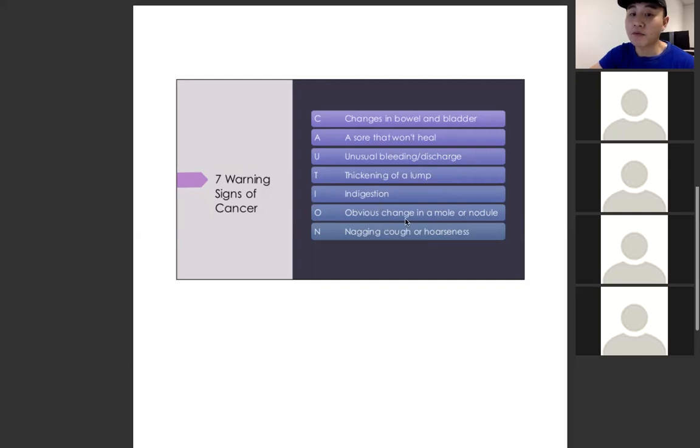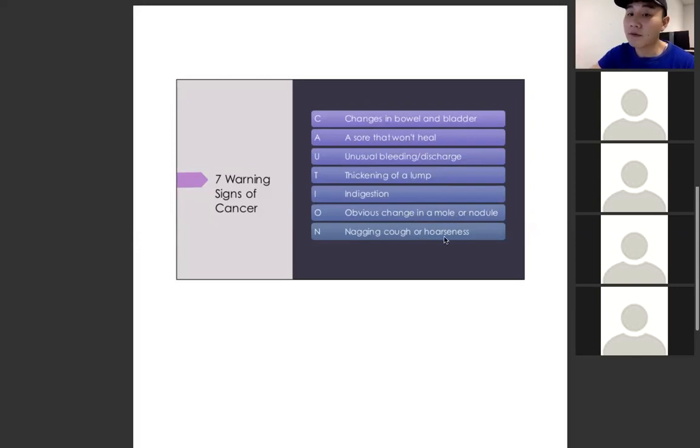Indigestion, obvious changes in a mole or a nodule. So you guys have heard about a mole on the skin, and we go check, and sometimes it can be a cancerous mole due to excessive exposure to the sun. So if there's a mole that is not round, or the border is not smooth, it's just all over the place, usually those are the warning signs of cancer.